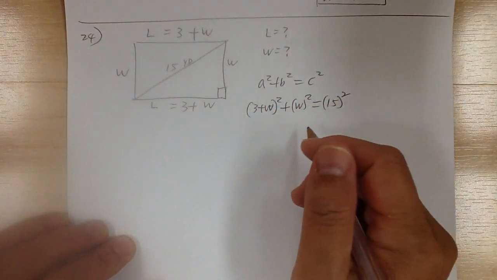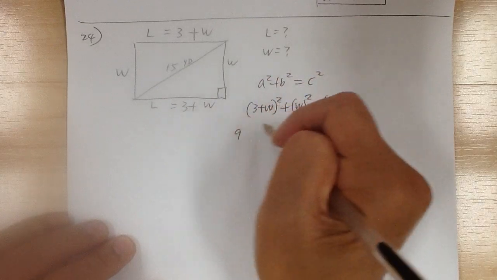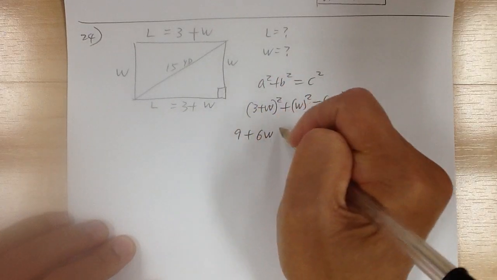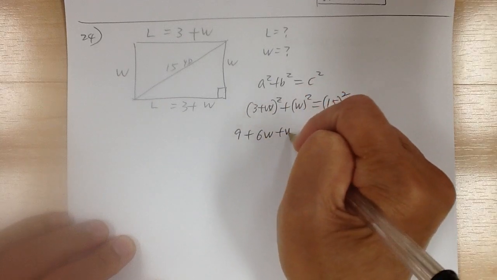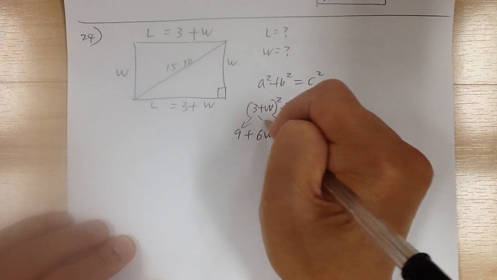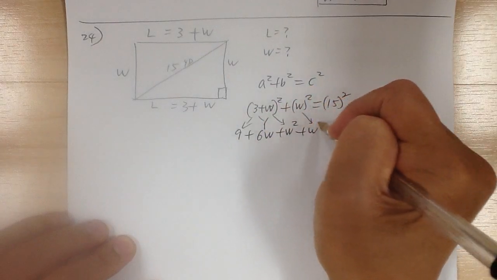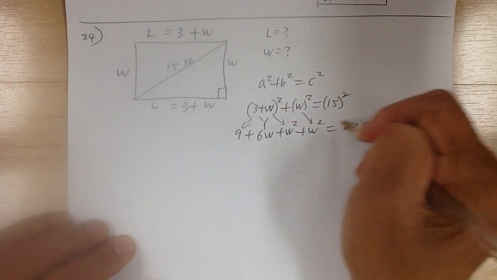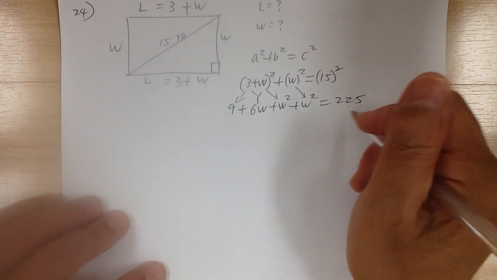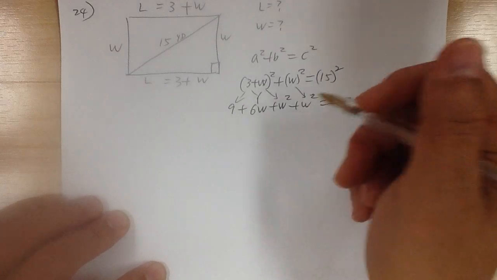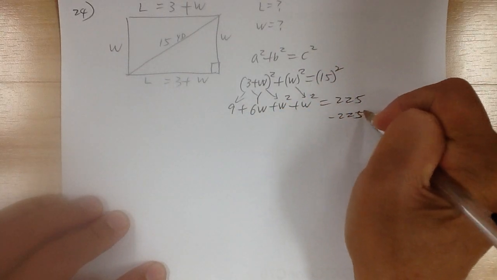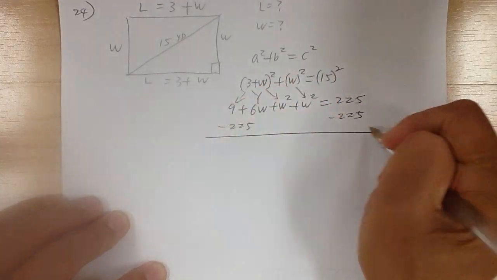So go and multiply out. 3 squared is 9, right? And the middle term is multiply all this together, so give you 6w. And you square this, you get w squared. So this is that, and this is that, and this is this over here. And to solve this, I need to go ahead and make it equal to 0 so I can do the factoring, because there's a square over here. So minus 225, minus 225.